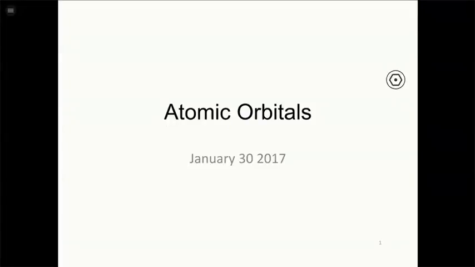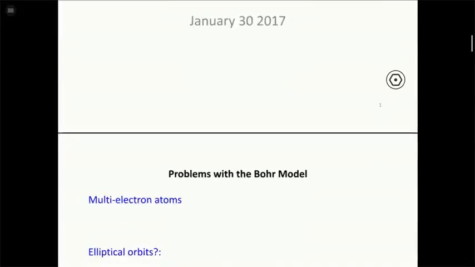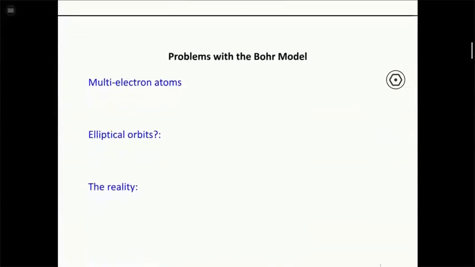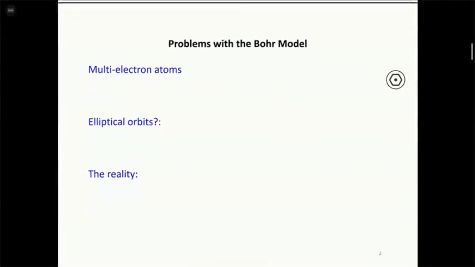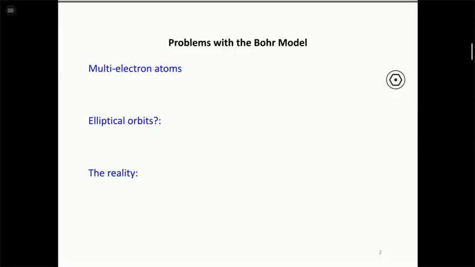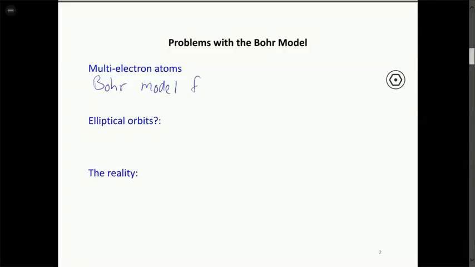But as is often the case with some of the earlier and simpler models that explain chemical phenomena, there are some problems with the Bohr model. And the biggest issue is what happens when you try to apply the Bohr model to multi-electron atoms or multi-electron ions. So anything that has more than one electron, the Bohr model just simply doesn't work. We saw that the value of the Bohr model was predicting energy levels, and when you have more than one electron, the Bohr model fails to predict energy levels.